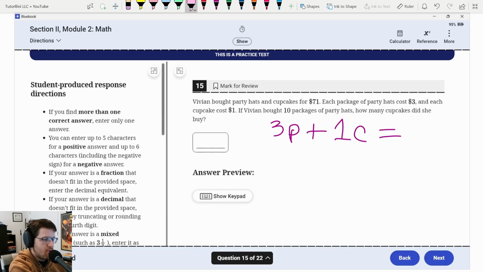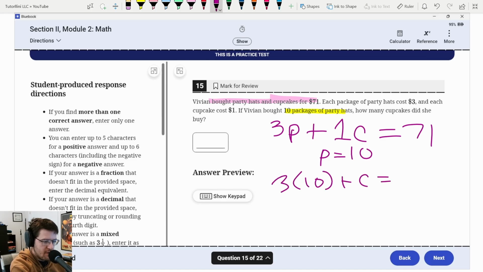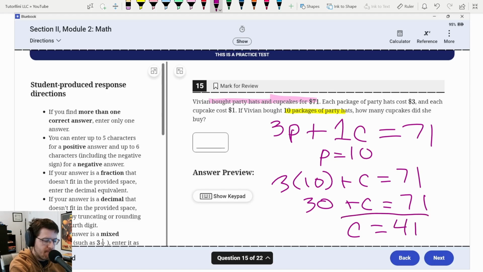And she spent a total of $71. Then it tells us she bought 10 packages of party hats, so p equals 10. 3 times 10, plus 1c, which is just c, equals 71. 30 plus c equals 71. So I subtract 30 from both sides and I get c equals 41. And that is our answer.